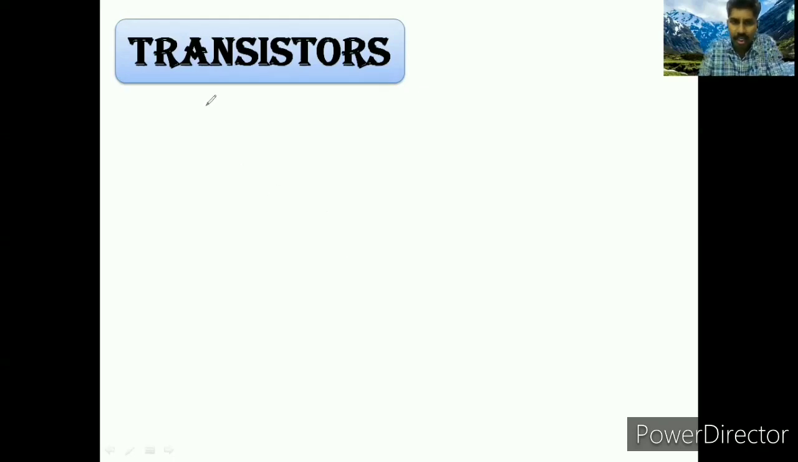So here, common base configuration, common emitter configuration, common collector configuration. Here are the symbols of PNP and NPN transistors. Here I am taking the PNP transistor.